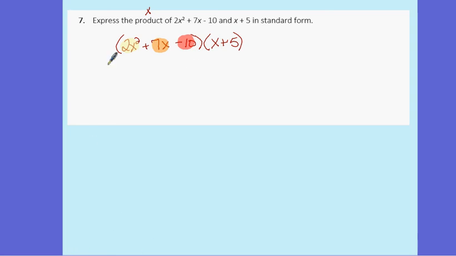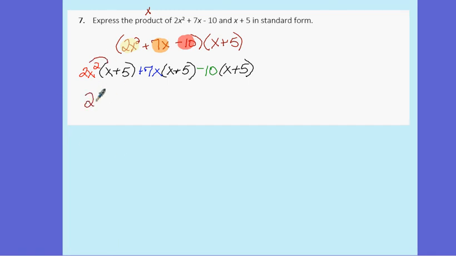Alright, so my first term, this 2x squared, has to distribute across to x plus 5. I also have 7x that has to distribute across to x plus 5. And then my third piece, negative 10, must distribute across to x plus 5. Let's distribute and break out.